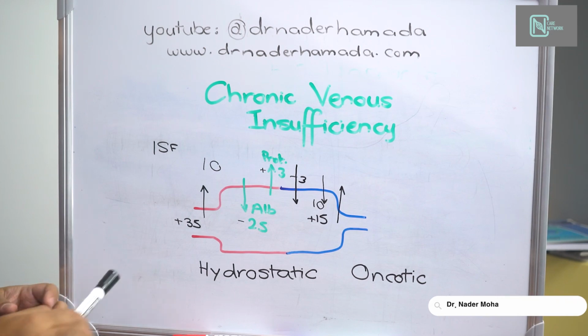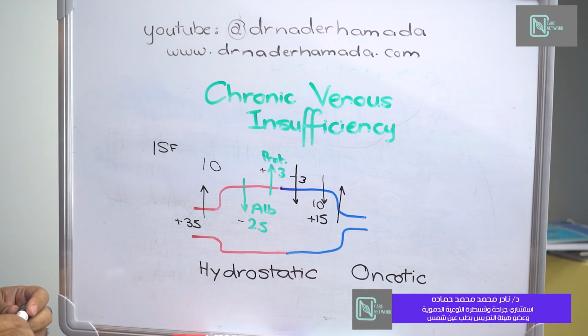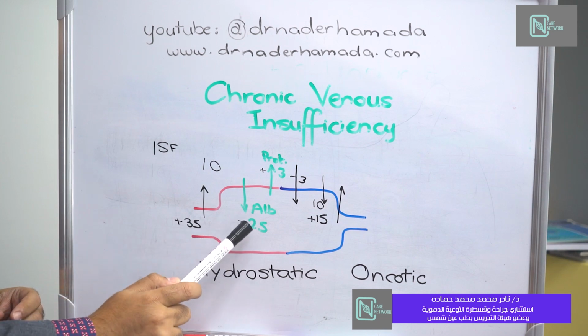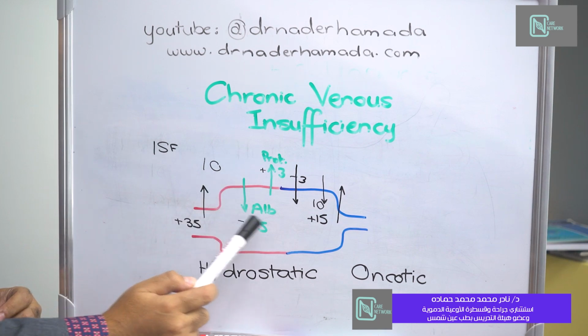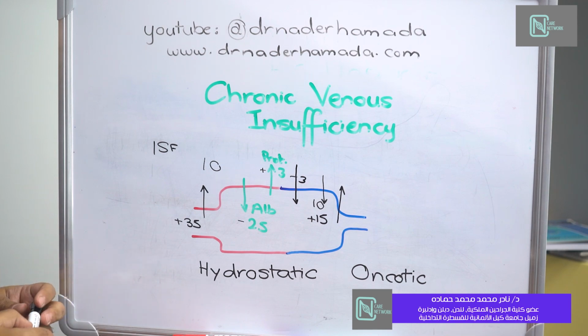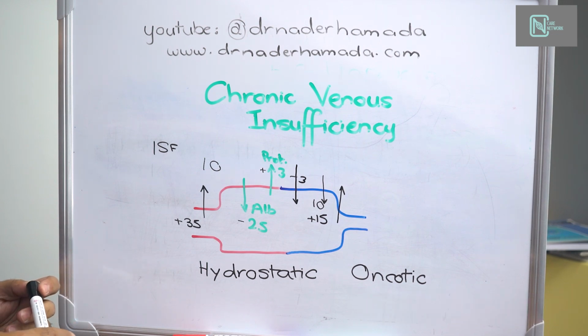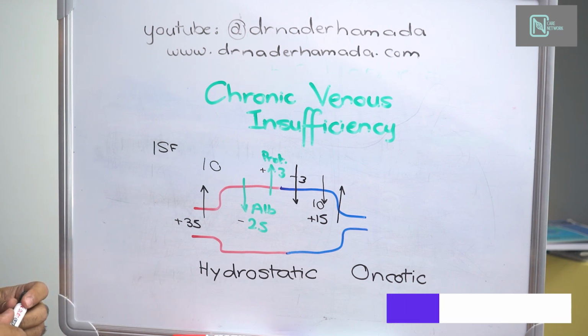If you understand this diagram, it will be very easy for you to understand all the causes of edema. For example, albumin is the main force that drags the fluid back to the circulation. So if the albumin drops because of chronic liver disease, a problem in synthesis of albumin, nephrotic syndrome, or any other cause of hypoalbuminemia or hypoproteinemia, this would explain why the patient will get edema.